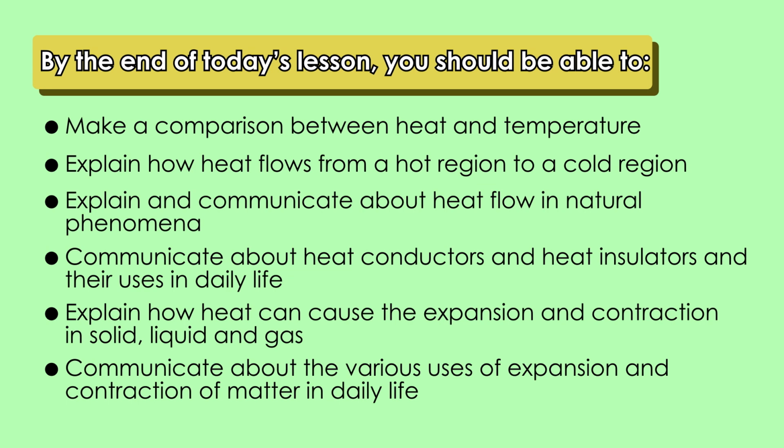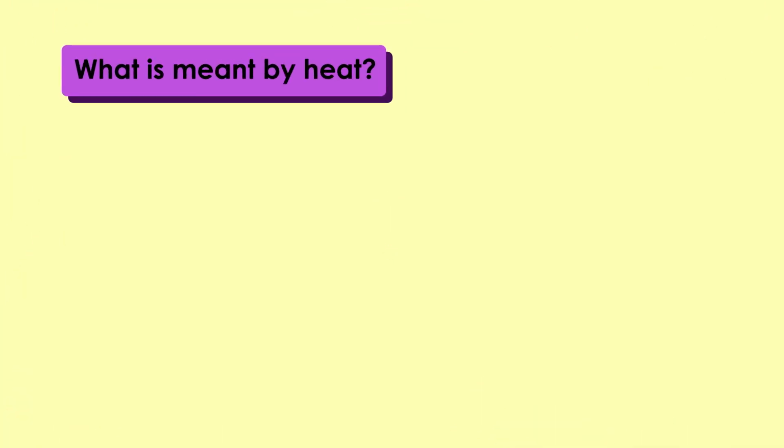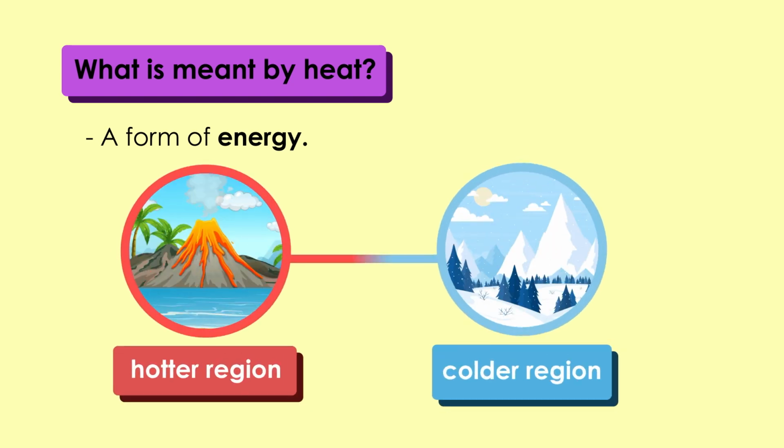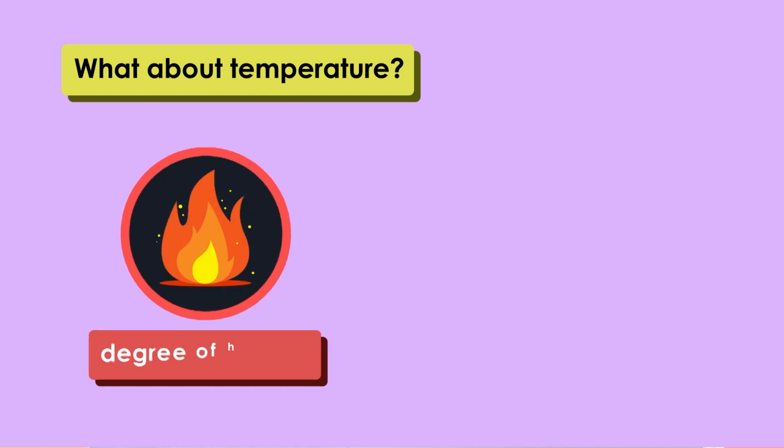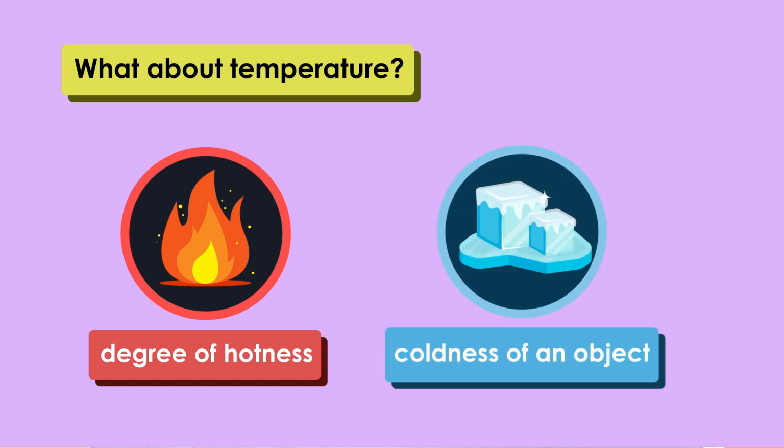Okay pupils, what is meant by heat? Heat is a form of energy. Heat flows from a hotter region to a colder region. And how about temperature? Can anyone tell me? Yes, correct. Temperature is a measure of degree of hotness or coolness of an object. Now, let's discuss the differences between heat and temperature.